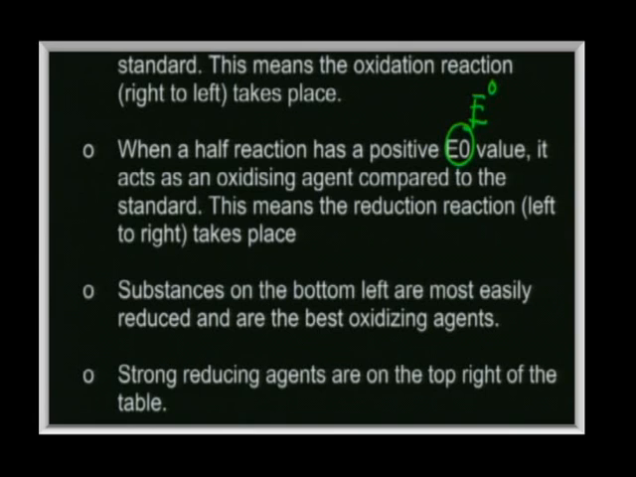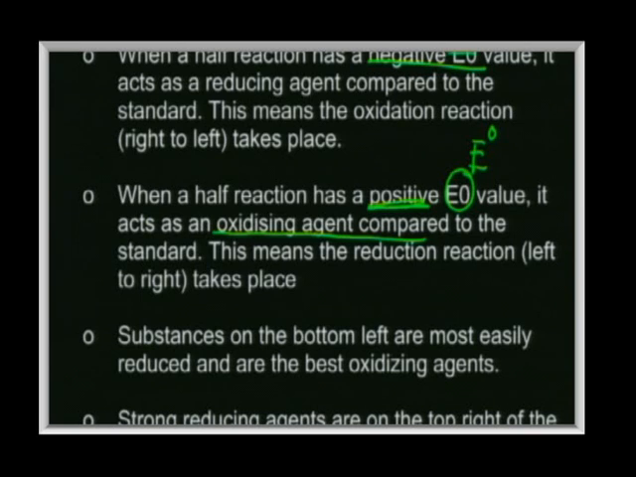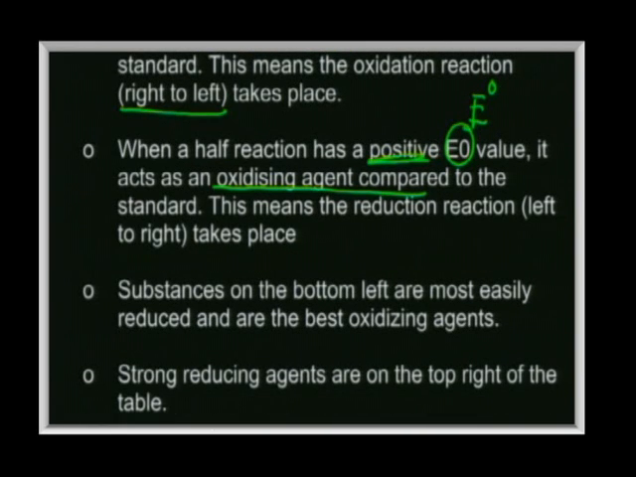If you go and you look over here, if it has a positive E naught value, then we know that it is a very strong oxidizing agent. And if it has a negative E naught value, it is a very strong reducing agent. When we work with a reducing agent, we always read it from right to left. And when we work with an oxidizing agent, we read it from left to right, as we read it in the table.